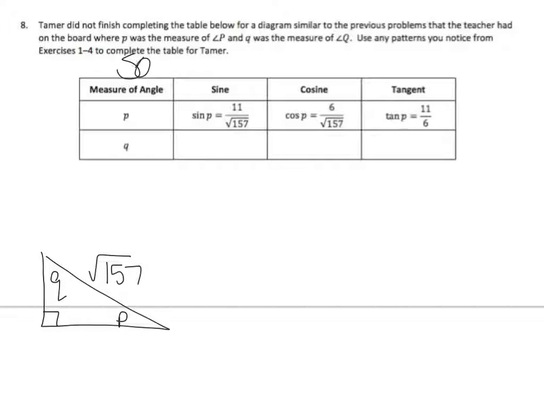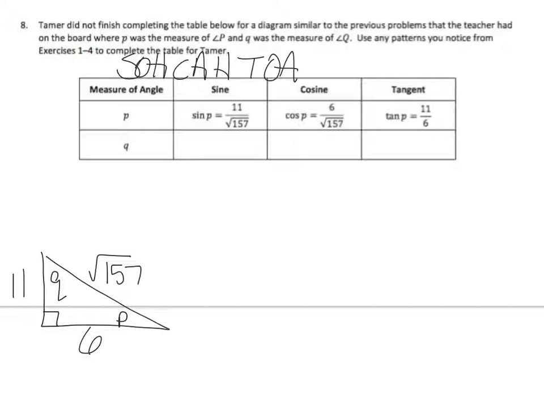So sine, cosine, tangent. Sine is opposite over hypotenuse, so if we're going for P, I have opposite over hypotenuse. So this right here should be 11. And then if I look at cosine P, that's adjacent over hypotenuse, so this should be 6. Let's just check. Tangent P is 11 over 6, which is opposite over adjacent, 11 over 6. Cool. So let's do Q.